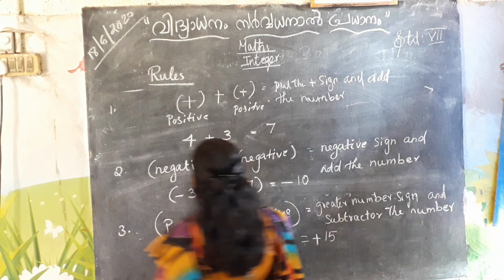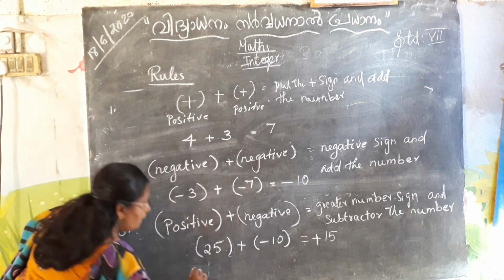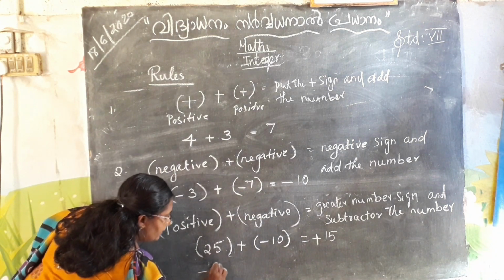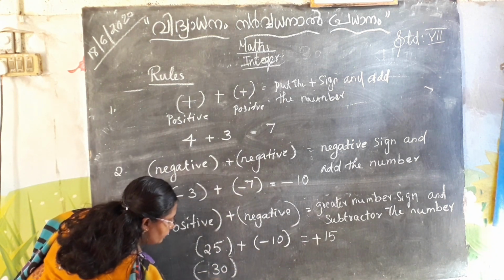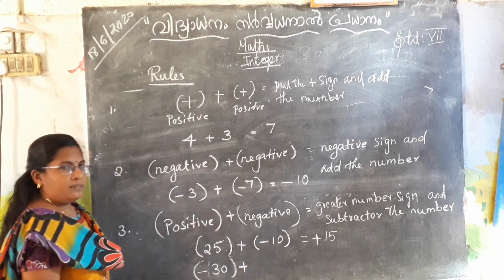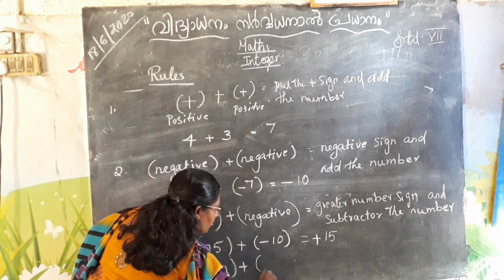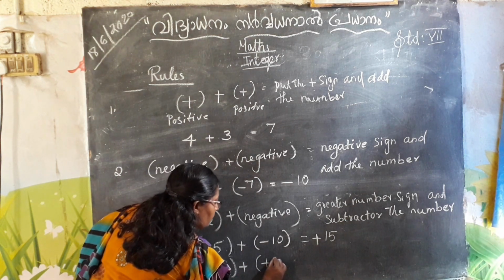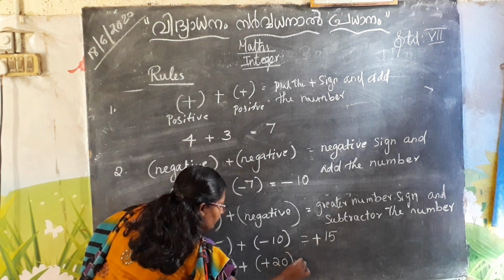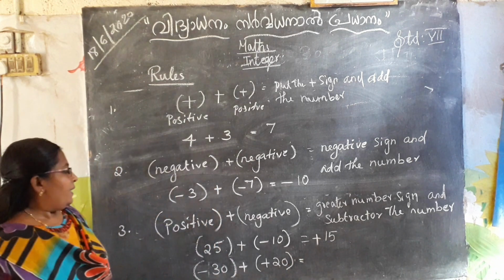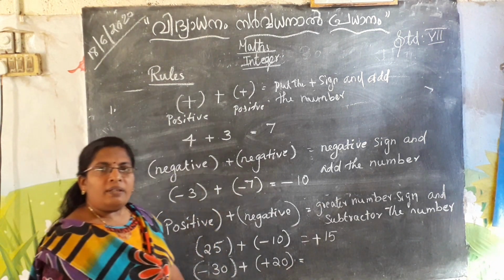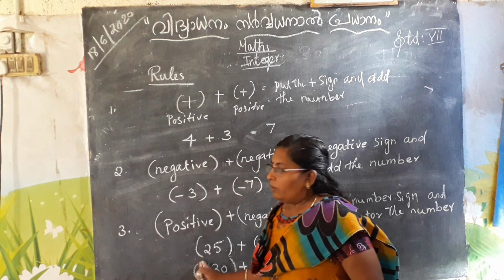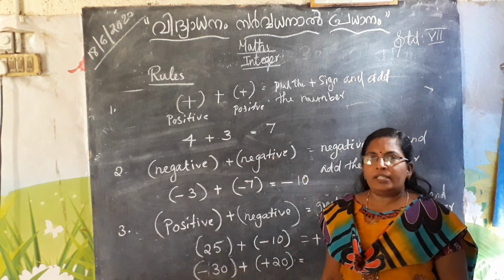Another one. Minus 30 plus 20. Here, which is the greater number? 30. What sign is in front of it?